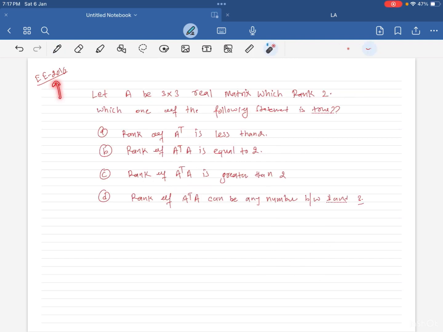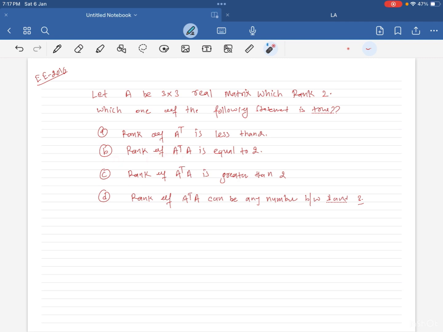This question is from EE 2016. Let A be a 3 by 3 real matrix which has rank 2. So this matrix has rank 2. Which of the following statements is true? Rank of A transpose is less than 2. If A has rank 2, then A transpose should also have rank 2. So less than 2, this statement is false.